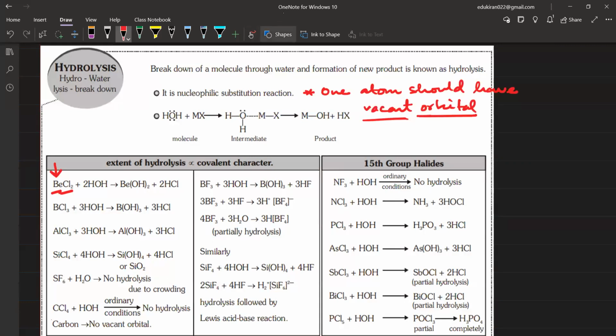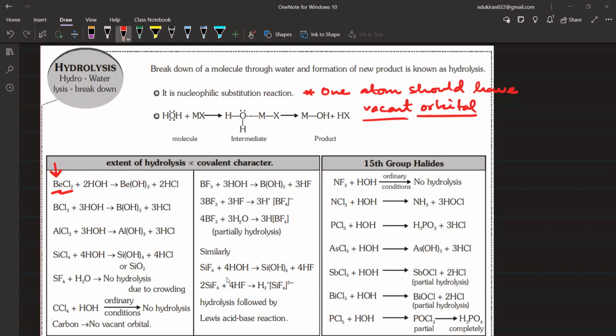Chlorine के पास vacant orbital कैसे हो सकता है सर? Chlorine के पास vacant orbital हो सकता है because it is a third period element, और third period में होने की वजह से 3D is vacant. ठीक है? So beryllium also has vacant, chlorine also has vacant orbital, but chlorine is not electron deficient. तो nucleophile कहाँ अटैक करेगा? Electron deficient side पे, that is beryllium.